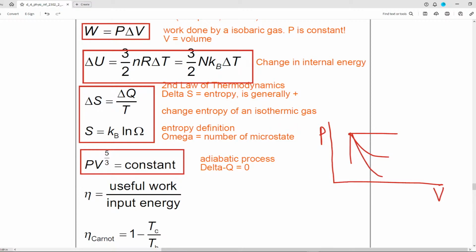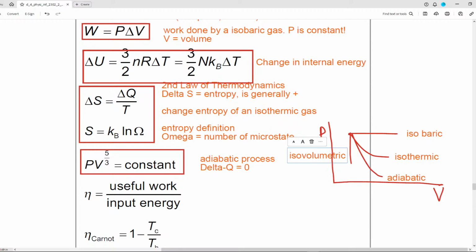I'll label them quickly here. Isobaric. Isothermic. And isovolumetric. And of course, the area under the graph is P times V, so the area under this graph is work done. Going from left to right, you're expanding in volume, positive work. Right to left, negative work.